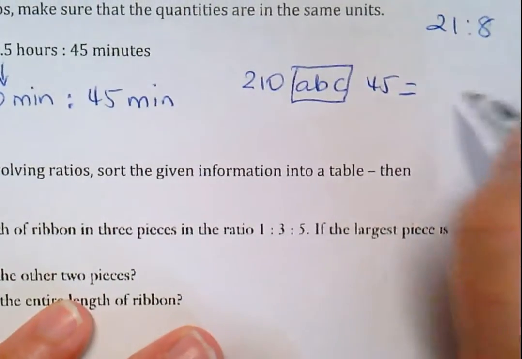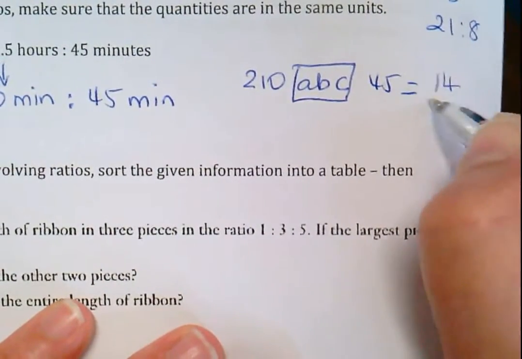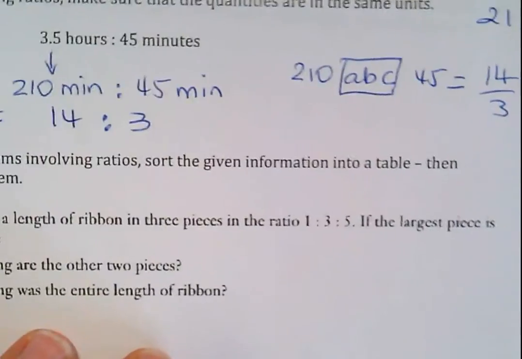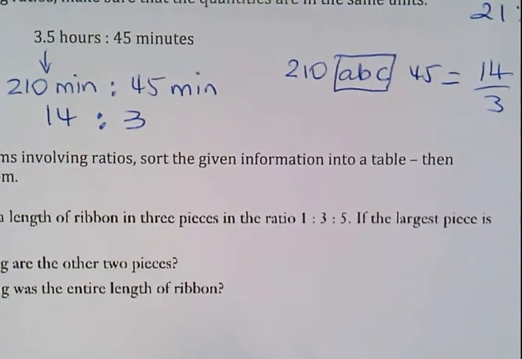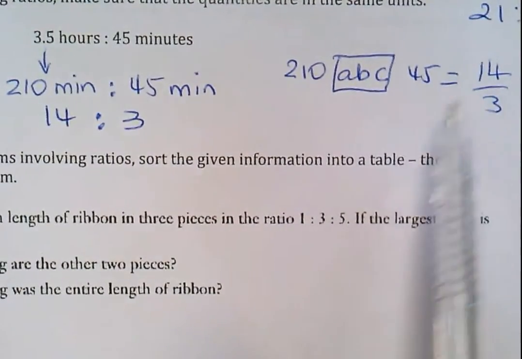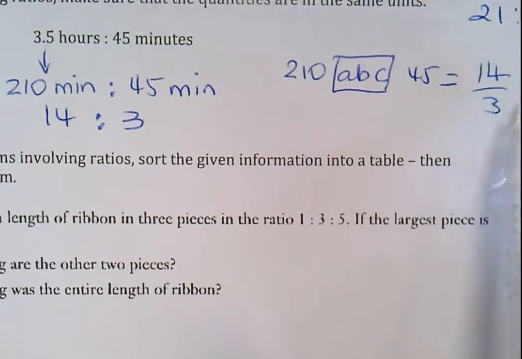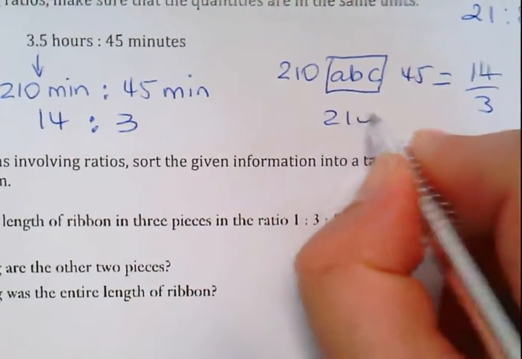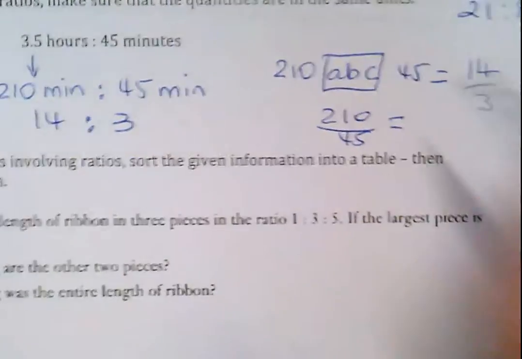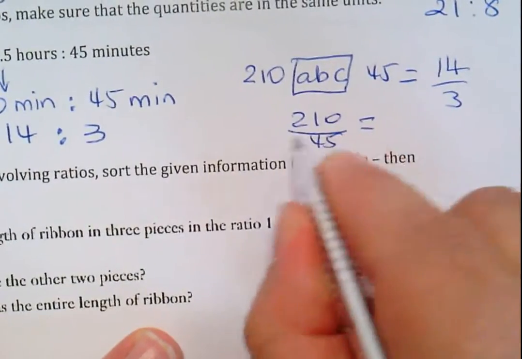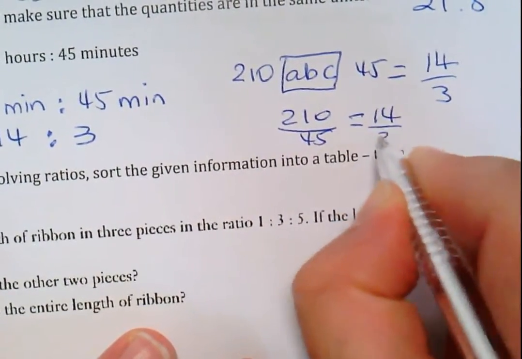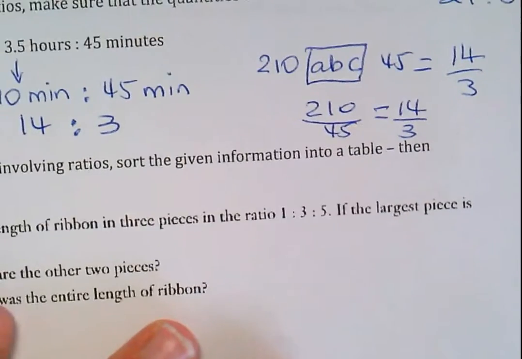So what do you get over what? 14 over 3. So girls, your ratio is 14 is to 3. Do you get that? So girls, what did you get? 4 and 2/3. You can't leave it as 4 and 2/3. You have to change it to an improper fraction. So that's really 210 over 45. That's what you're putting in your calculator. 210 ABC 45 gives you 14 over 3. Do you get that?